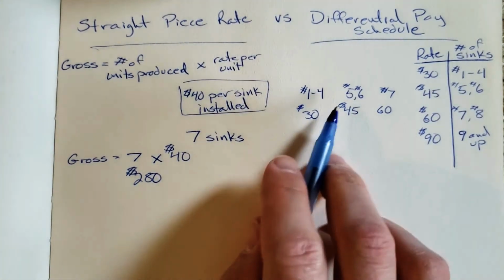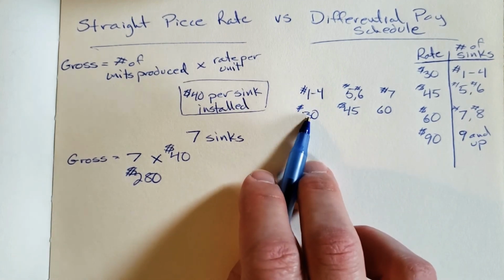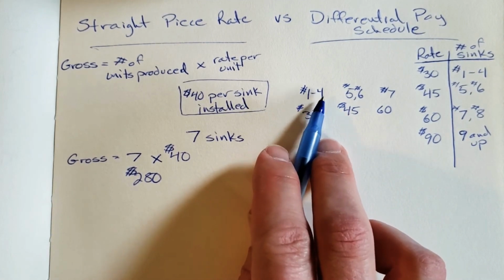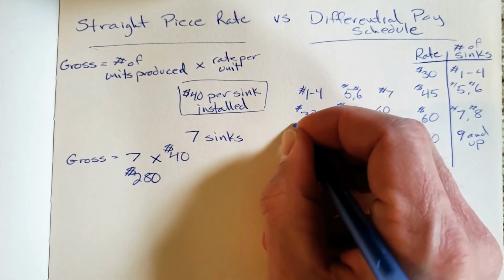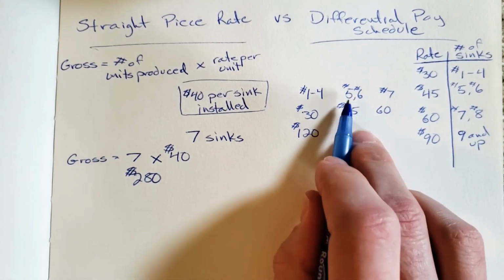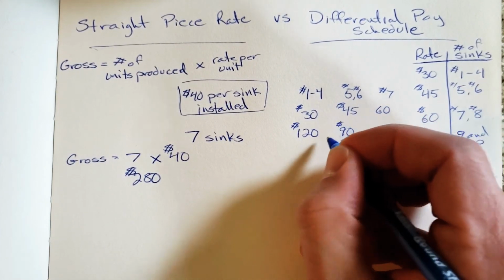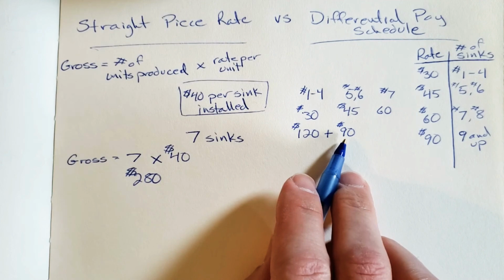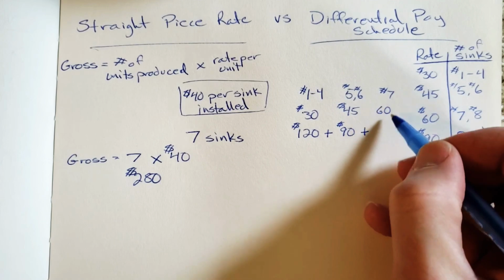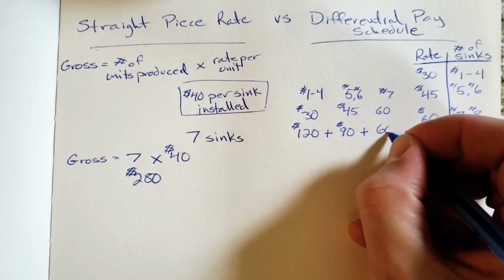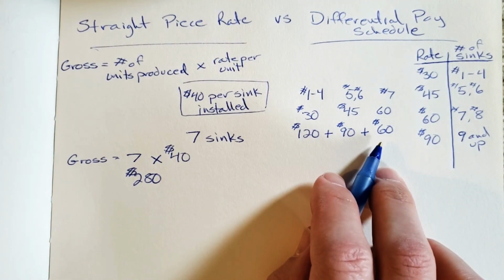So what you then have to do is say, okay, well, it's not $30 for all of those 4 sinks. It's $30 for each one. So we're going to do $30 times sink 1, 2, 3, and 4. So 4 sinks. So 30 times 4 is $120. $45 for sink 5 and $45 for sink 6 means that that's a gross of $90 for those 2 sinks. And I'm going to put a plus sign here because this is, again, what they're getting paid. So this is all going to be added together. And then $60 for sink number 7 will give us then what this person gets paid walking out the door for that day.